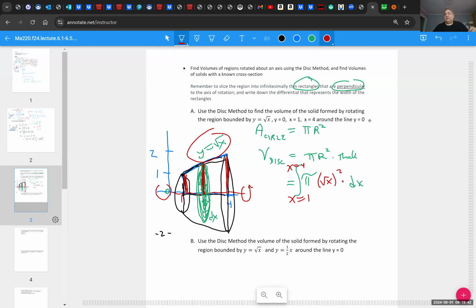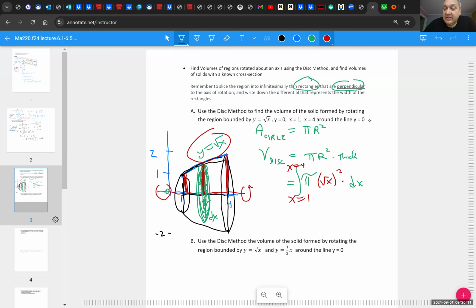So we took our region and we sliced it into vertical rectangles. And then we found for that particular slice, when we rotate it around, it forms the shape of a disk, and the volume of that disk is just the area times the width. The area is pi r squared, the width is dx. So we get pi times r squared times dx. The r is just the height of the function, which is the y value for the square root of x. And boom, we got our integral.